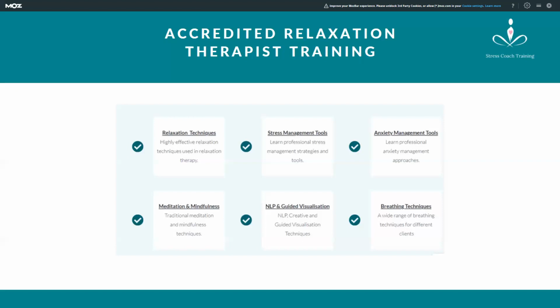We also look at a little bit about NLP, just some simple strategies, and we look at guided visualization, creative visualization, and again, how to create scripts, meditation scripts, that are safe and effective, that will minimize the risk of re-traumatizing. Many people are very naive about this. They don't realize that certain words or certain types of visualizations can really trigger people, and not always in the safest way.